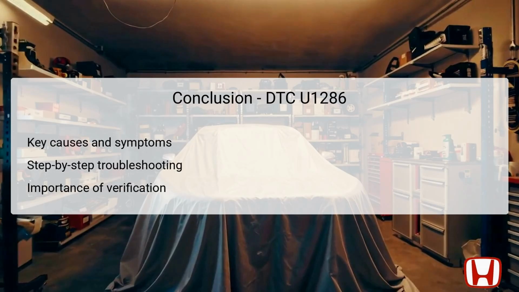In summary, DTC U1286 indicates a communication error between the gauge control module and the keyless access control unit in the Honda Odyssey from 2011 to 2017. Understanding the key causes, including loose connections, faulty modules, and how each component interacts, is crucial for effective troubleshooting. Following the detailed step-by-step procedures ensures a systematic approach to diagnose and resolve the issues accurately.